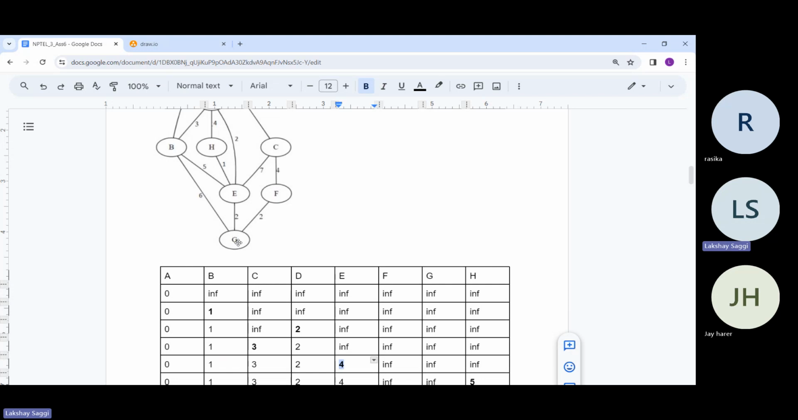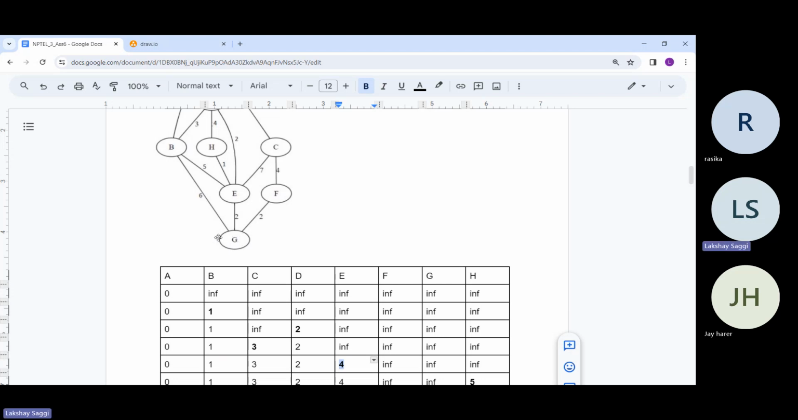So now let's see for G. For G, we can see its neighbors are B, E, and F. But F is not visited right now. Only B and E have been visited till now. So we'll see the paths via B and E. If we consider the path via E, the E to G edge has a length of 2, whereas E was already at a distance 4 away. So the total path will be 4 plus 2, which will be 6 for G.